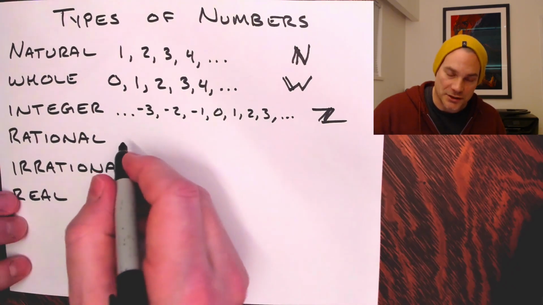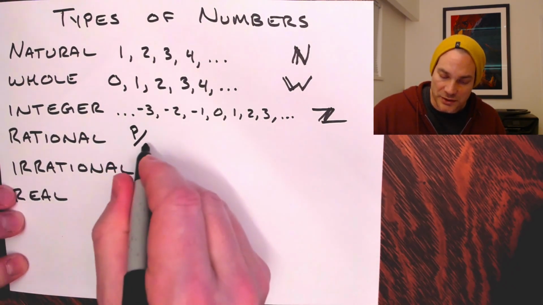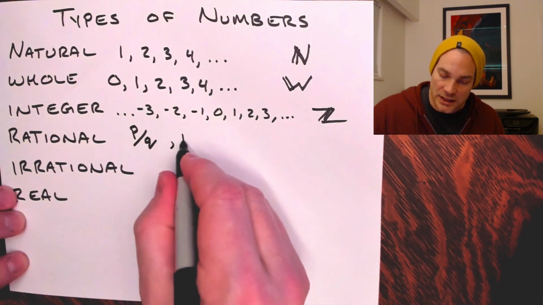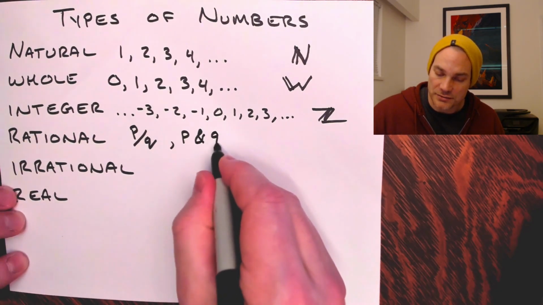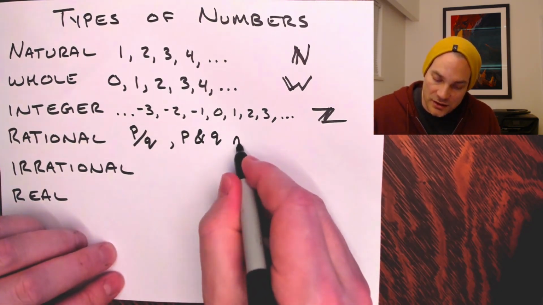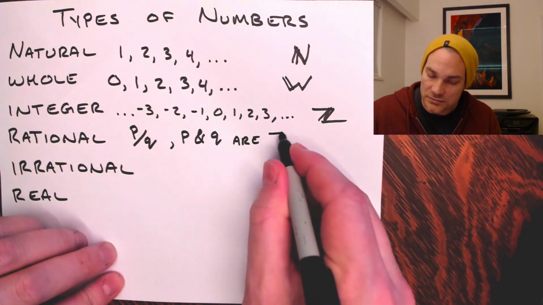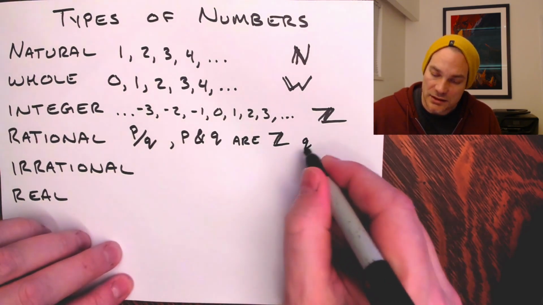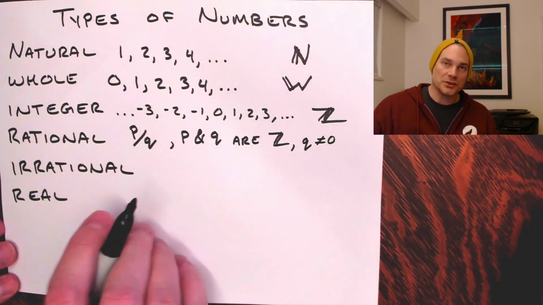So now we have the rational numbers. So a rational number is a ratio of two numbers, which we'll call P and Q, and P and Q are integers, and Q can't equal 0. So it's a ratio of any two numbers.